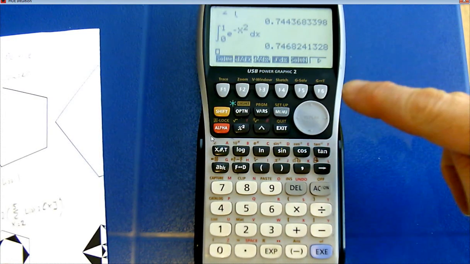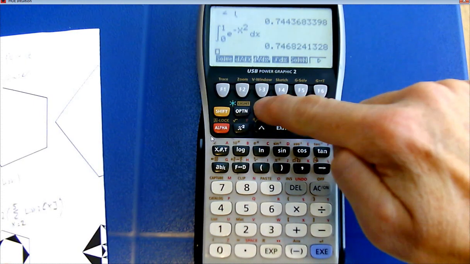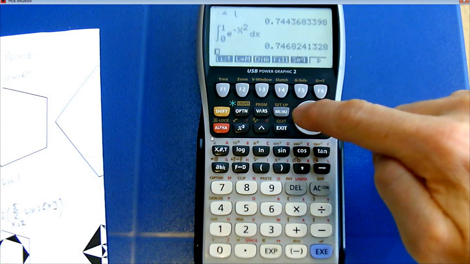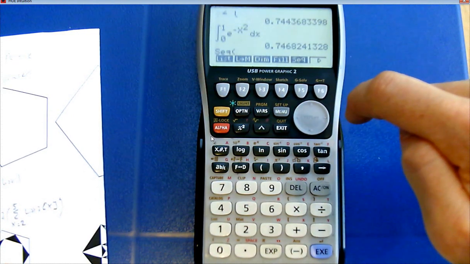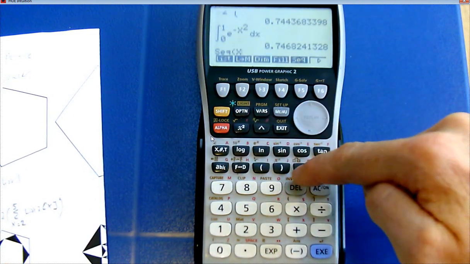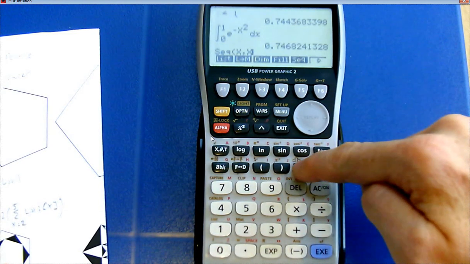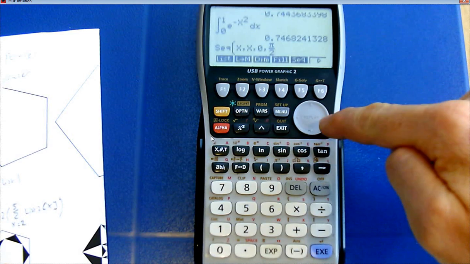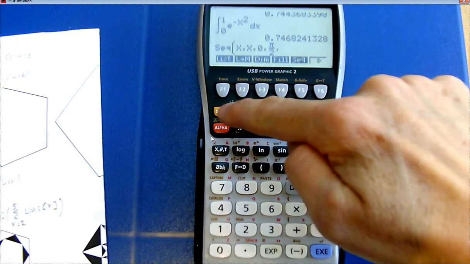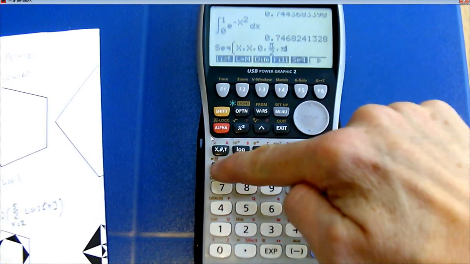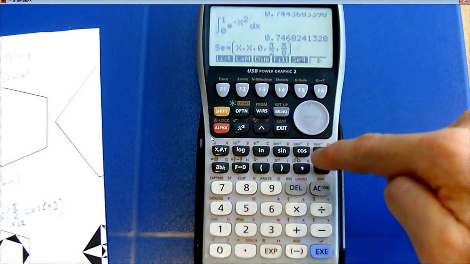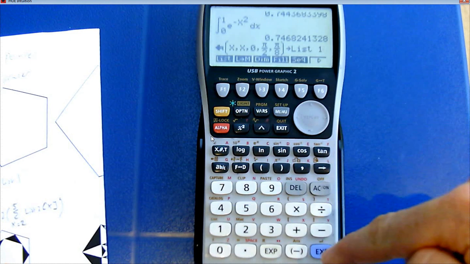Okay, so let's get our x's first of all. So I need to be in the list option. Okay, and we're doing a sequence. So we just want our x's first of all. So x is a variable, and it's going from 0 to pi over 2 in steps of pi over 4. Sorry, pi over 8, wasn't it? Okay, and I'm going to store that in list 1.